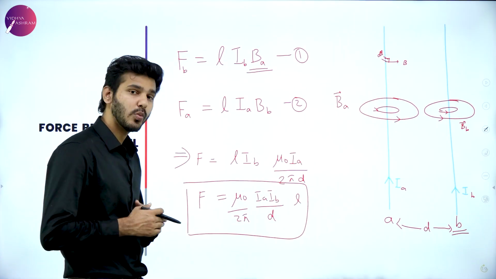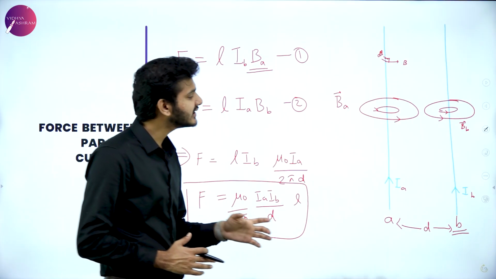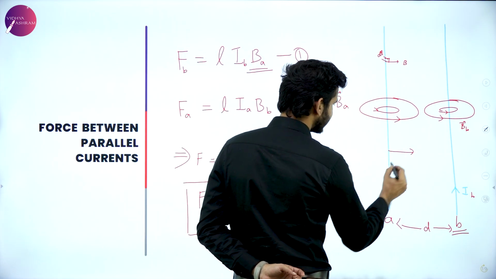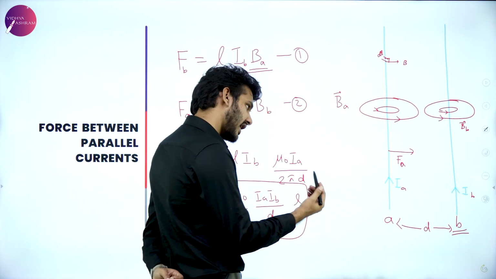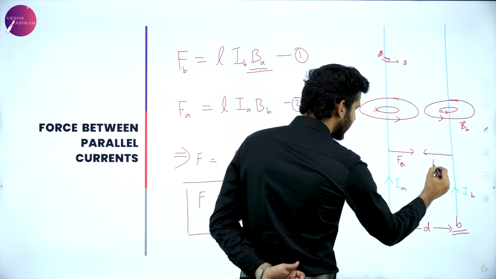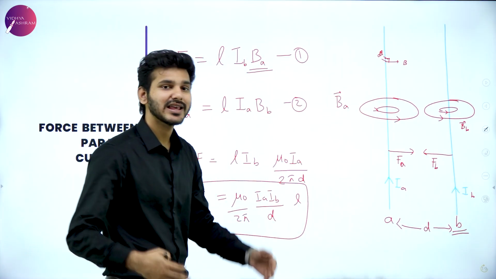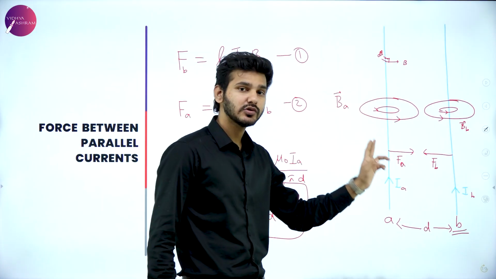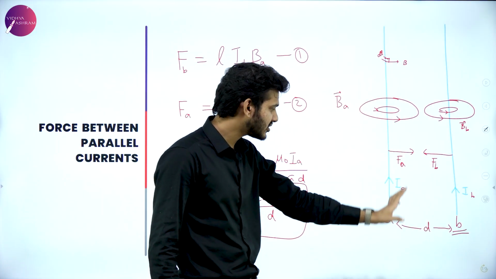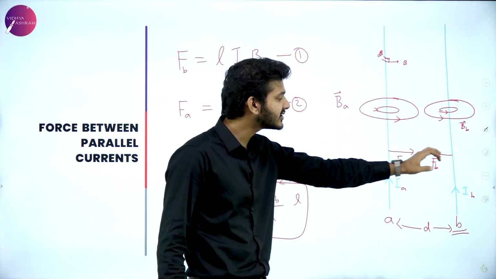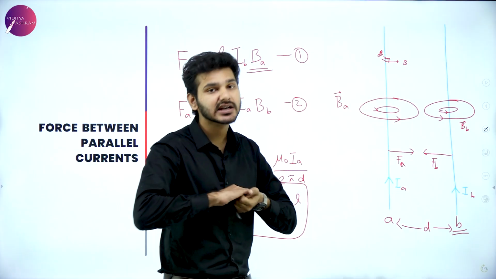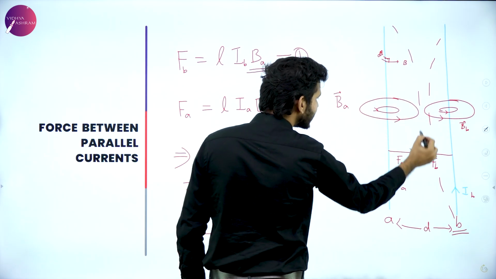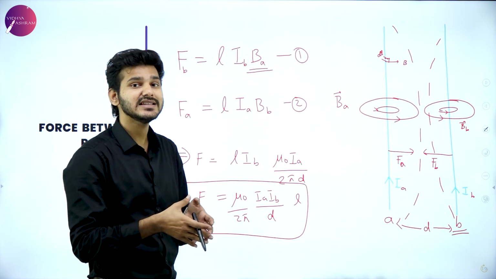Now, one thing you have to remember is that if the currents are in the same direction like this, the force experienced will also be like this. This will be the force exerted by A and this will be the force exerted by wire B, which means they are acting in opposite directions, which means it is an attractive force. If two current carrying parallel wires have currents in the same direction, the forces will be attractive in nature. These two wires will bend in order to attract each other when the currents are in the same direction.